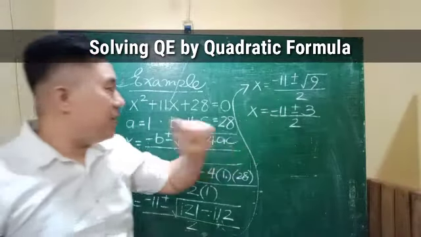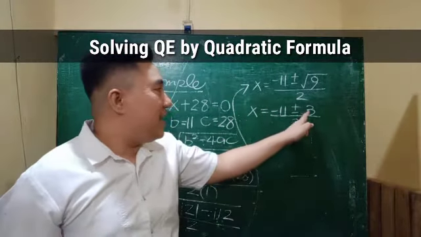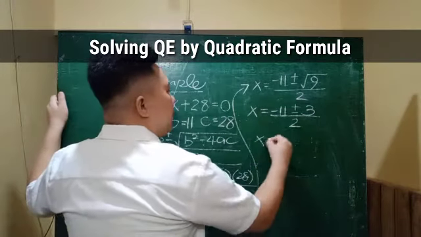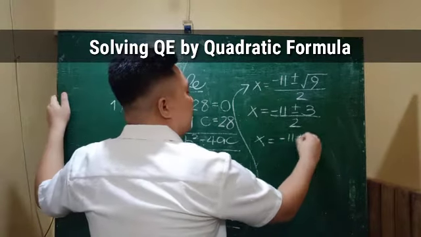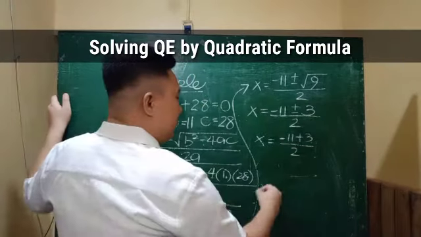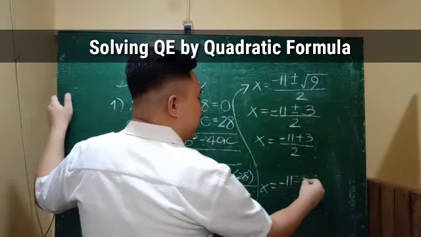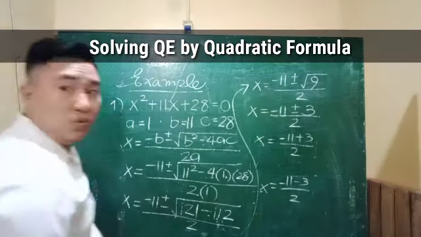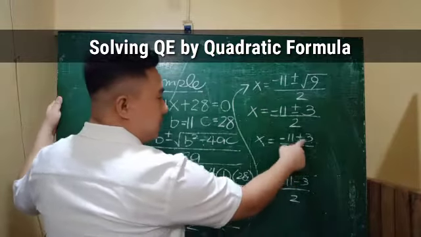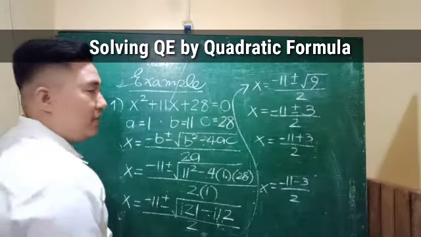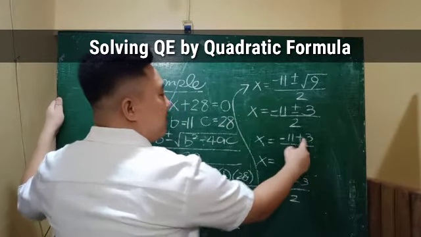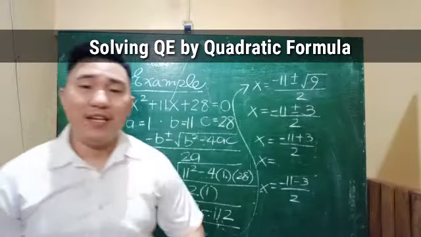So, ibig sabihin, ang gawin natin ngayon, paghihiwalayin natin ang positive 3 at negative 3. So, magiging x equals negative 11 plus 3 over 2. Tapos yung isa naman, x equals negative 11 minus 3 over 2. So, ito muna i-solve natin. So, dalawa yan ha. Isa positive 3, isa negative 3. Nakuha? So, you have x equals negative 11 plus 3, magkaiba ng sign. Okay, magkaiba ng sign, subtract.